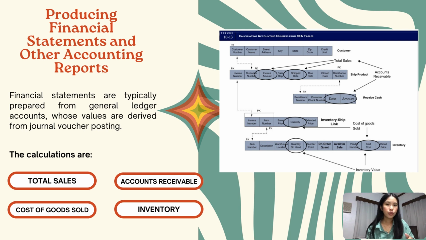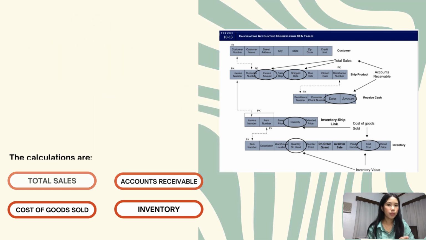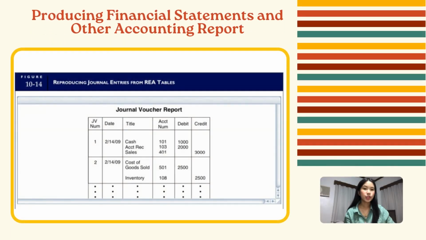Next is the inventory, which is the quantity on hand attribute multiplied by the unit cost attribute in the inventory table. Next figure is reproducing journal entries from REA tables. This table shows the accounting figures extracted from the REA tables that can be used in preparing the income statement, balance sheets, and even journal entries.